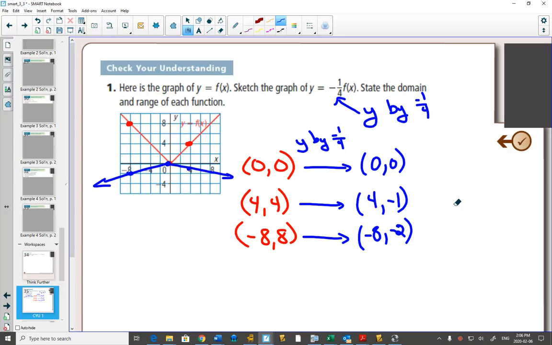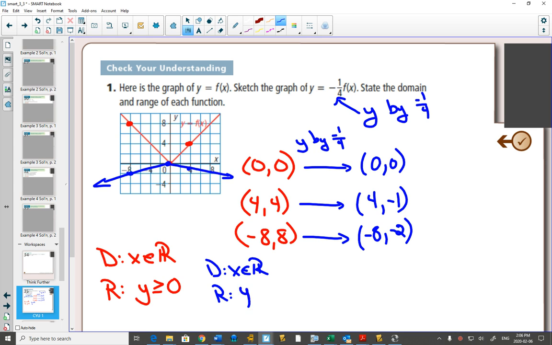The question says, also state the domain and range of each function. I'm going to do this in set notation. The domain are your x values. It goes to the left and right forever. The domain is everything. The range has the smallest value of 0 and goes up forever. So we'd write y is greater than or equal to 0. For my blue graph, the domain is everything, and the range now has a maximum value at 0. So y would be less than or equal to 0.